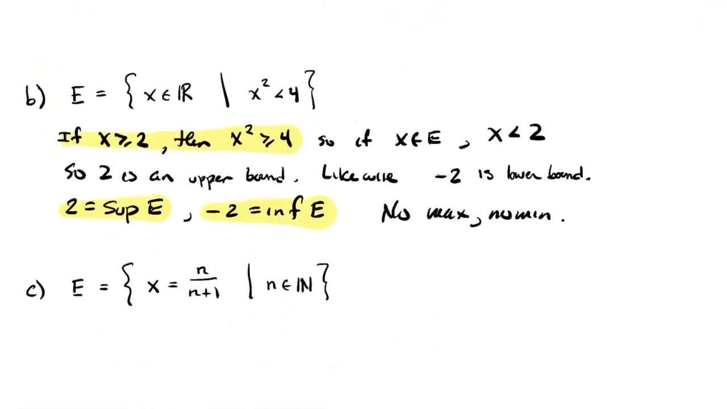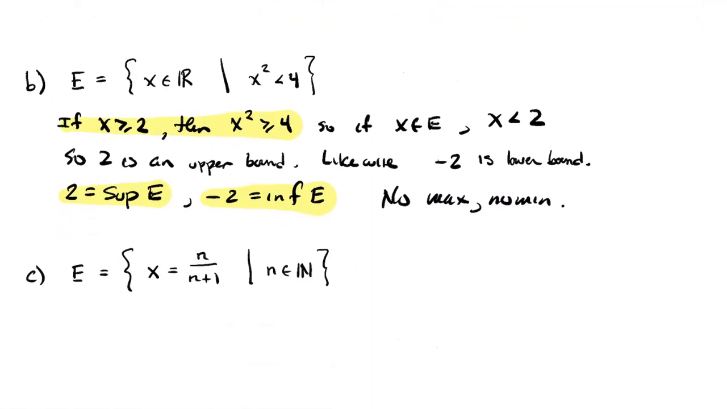Let's look at one more. This time the set E is the set of real numbers x that have the form n over n plus 1, where n is a natural number. We could list out the elements of this set if you like. Taking the natural number equal to 1, you get the number 1/2. Then you let n equal 2, and you get the number 2/3, and so on. So that's an infinite set.